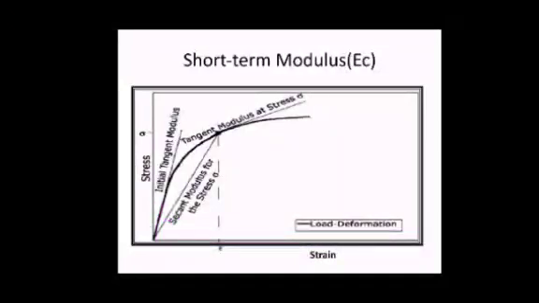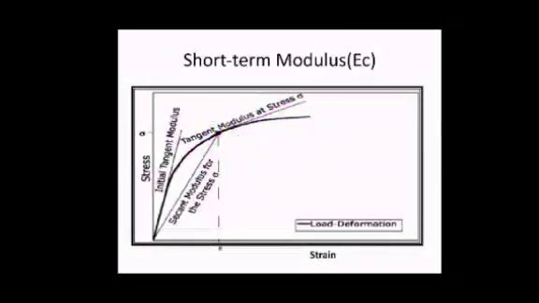Second, tangent modulus. If we take any stress point and draw a tangent at that point, the slope we get is called the tangent modulus. See, if this is the assumed stress point, and this is the tangent drawn at this assumed strain point, then after drawing the tangent, the slope is called the tangent modulus.